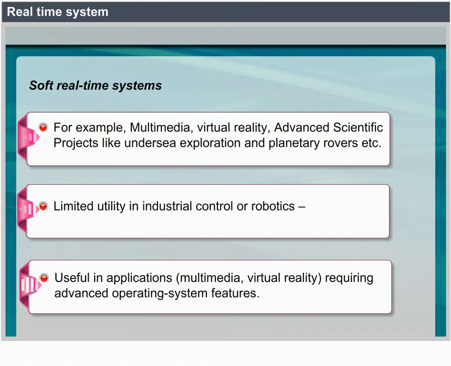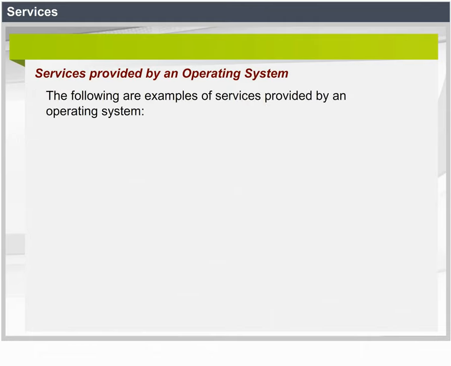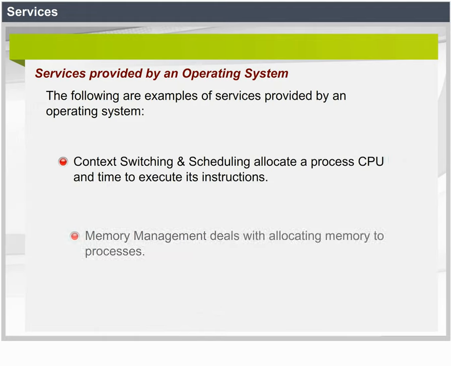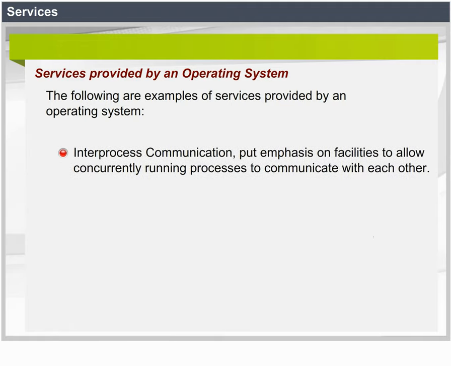Services. Services provided by an operating system. The following are examples of services provided by an operating system. Context switching and scheduling, which allocate a process CPU time to execute its instructions. Memory management, which deals with allocating memory to processes. Inter-process communication, which deals with facilities to allow concurrently running processes to communicate with each other.